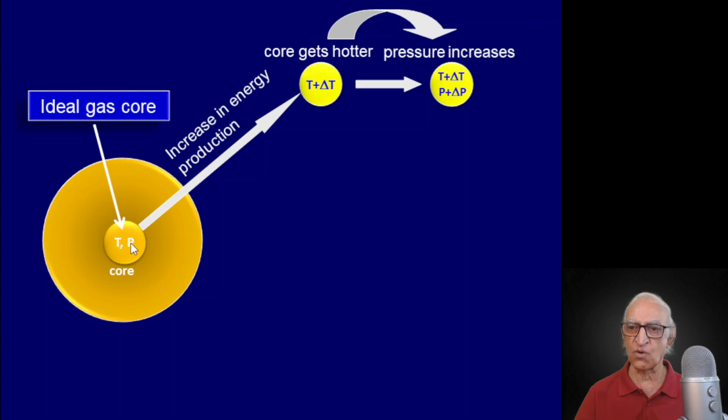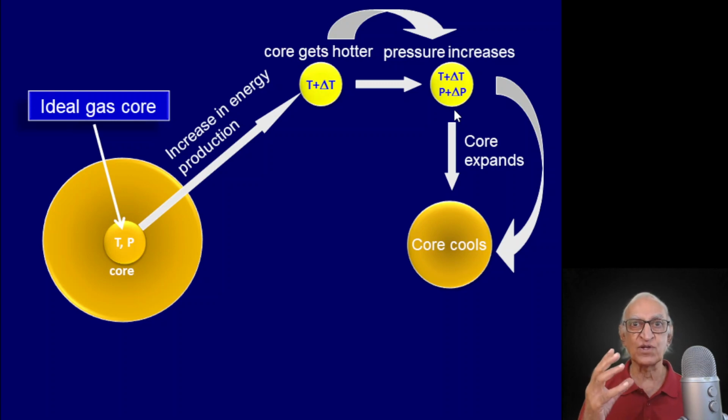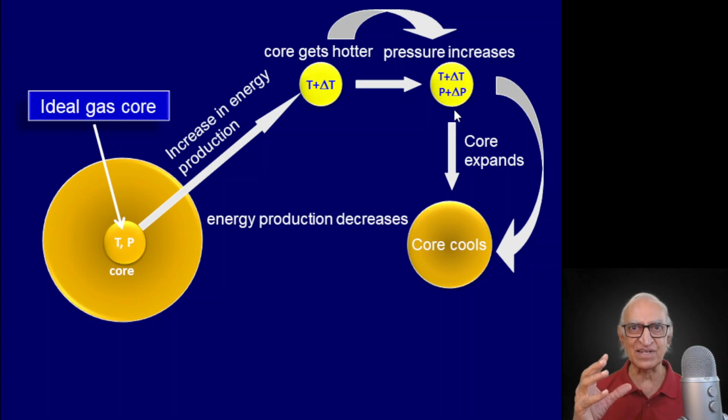Now, here the core was in hydrostatic equilibrium. In other words, the pressure gradient was balanced by the gravitational force due to the mass interior. But now, if the central pressure increases, this hydrostatic equilibrium is disturbed and the core will expand. And as the core expands, the core will cool. And as the core cools, the energy production rate will decrease.